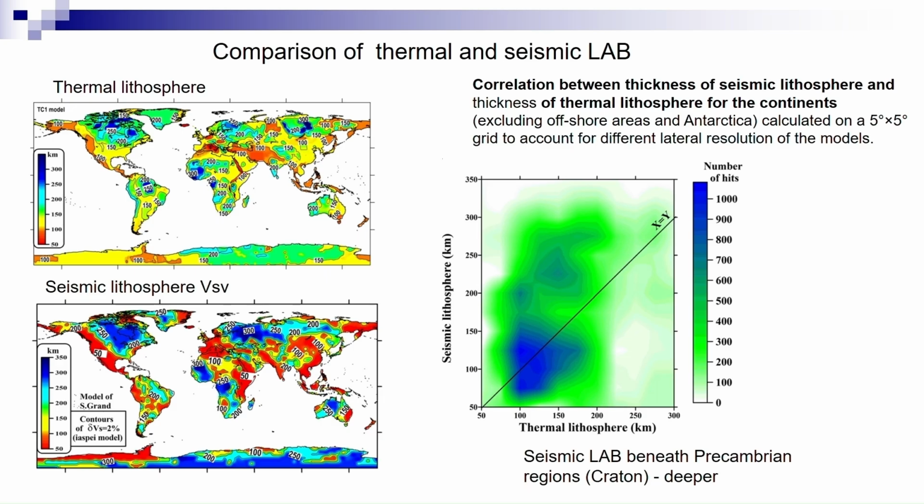The next slide compares the LAB from shear body waves, lower figure, with the thermal model, upper figure. Similarly to the surface wave model, the thermal model is smoother than that from body waves. The comparison on the right side shows that seismic LAB beneath Precambrian regions, cratons, is deeper.